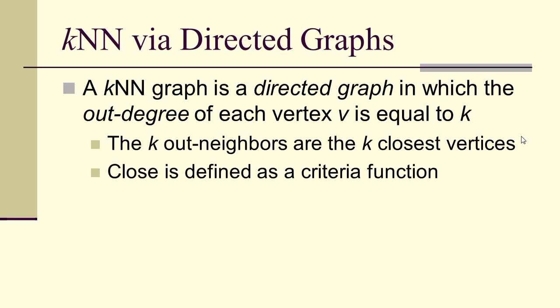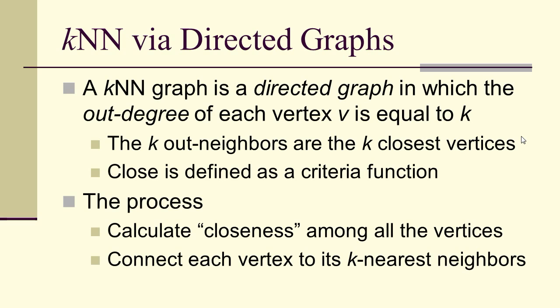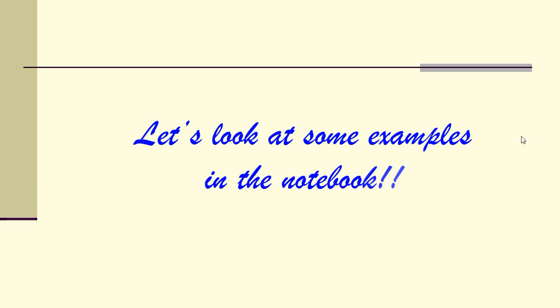Now a KNN, k nearest neighbor graph, is a directed graph in which the out degree of each vertex is k. And the k out neighbors are the k closest vertices, or the k closest observations to the given observation. And close is defined with our criteria function. So the process is that you calculate closeness among all the vertices, and then you connect each vertex to its k nearest neighbors. So let's look at some examples.